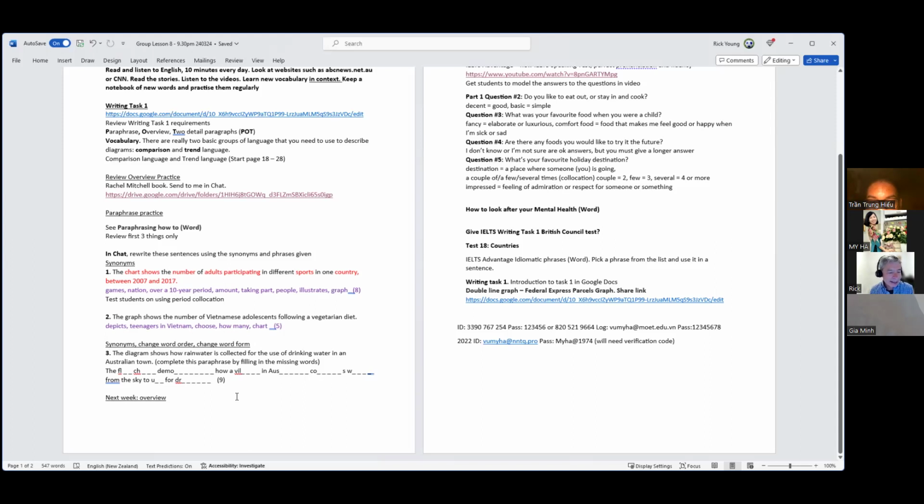Okay, last one, everyone. Number 3. So this one is a combination of synonyms, changing the word order and changing the word form. So you have to use all 3 techniques to answer this question. So again, please send me the correct sentence when you have worked out what the word should be.